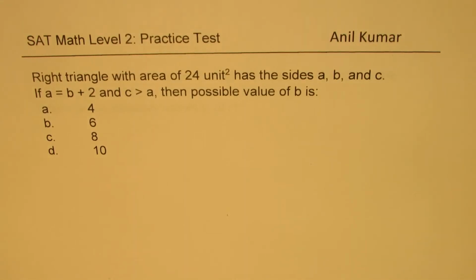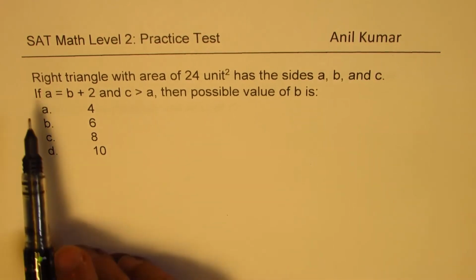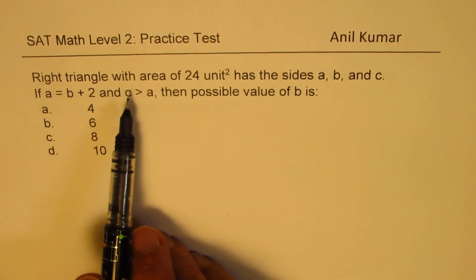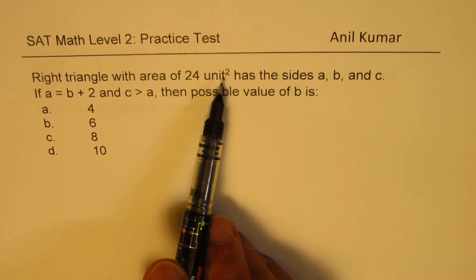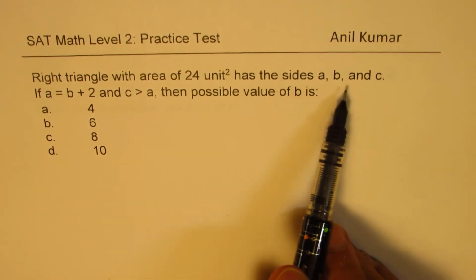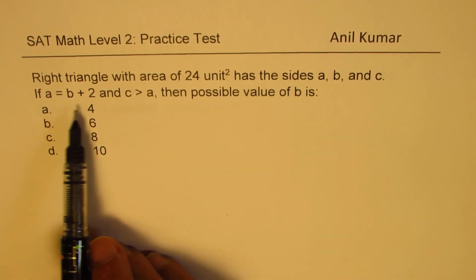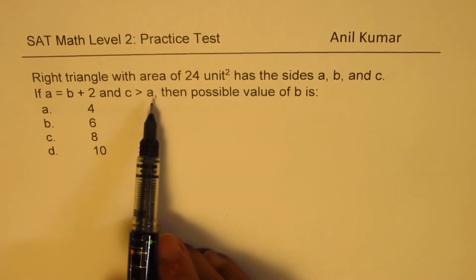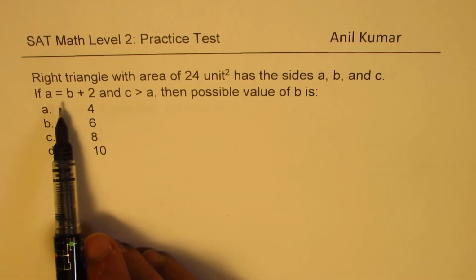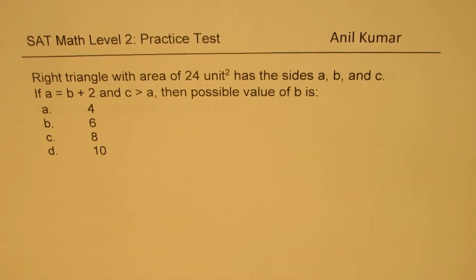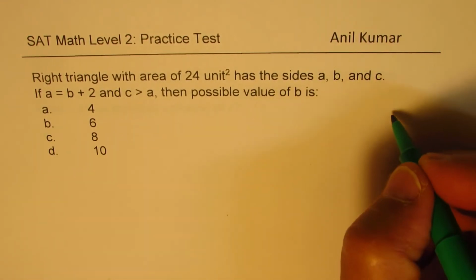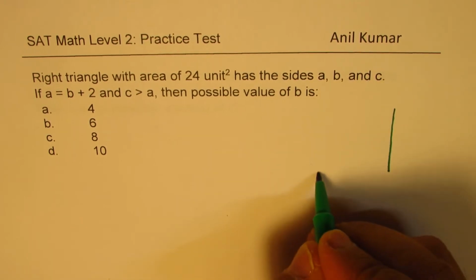The next question which I have taken is from basic arithmetic. It says, right triangle with area of 24 units square has the sides A, B, and C, where A equals to B plus 2 and C is greater than A. Okay, so that means C is the longest side. Perfect. So what we are given here is a right triangle.